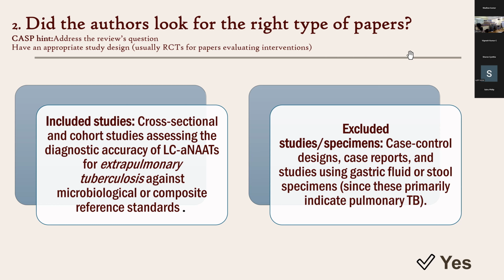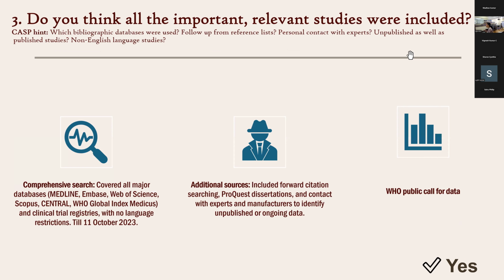They excluded case reports, and they excluded patients who had gastric fluid or stool specimens, because traditionally those are actually markers of pulmonary TB. Therefore, they did not include those patients. Now, do you think all important and relevant studies were included?